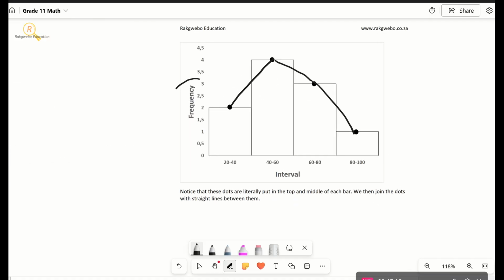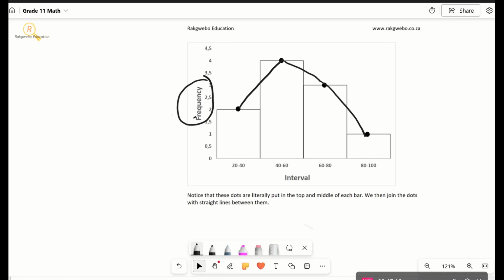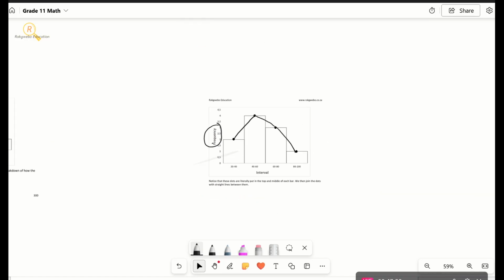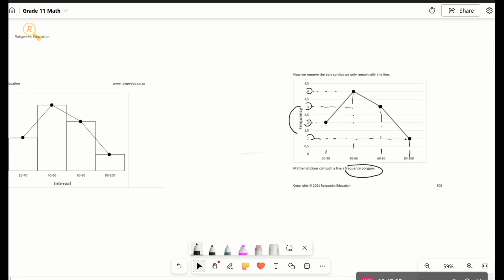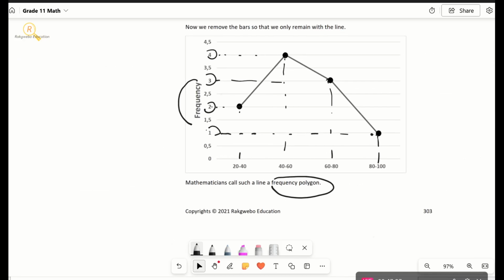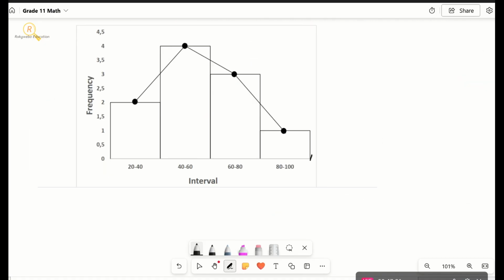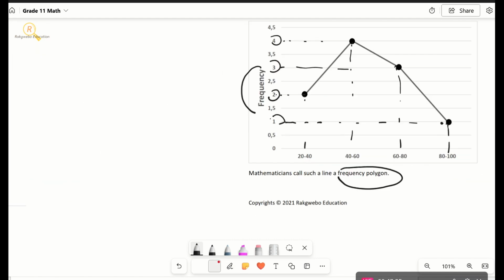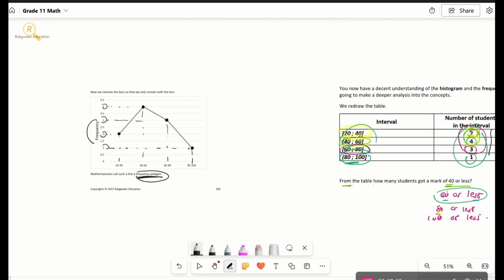Instead of writing the number of learners on the axis, just write frequency. It's just the same thing. This is what we call the frequency polygon. Then here's our frequency polygon. I redrew everything and removed the bars so that we have the line graph itself, the frequency polygon. That's about that. Nothing complicated.